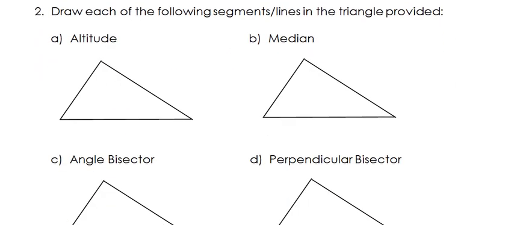Next section is a review of the segments on the triangle. First of all, there's an altitude. If you remember, an altitude starts at a vertex, and then it is perpendicular to the opposite side. So go ahead and try to draw a segment that meets the other side at a right angle.